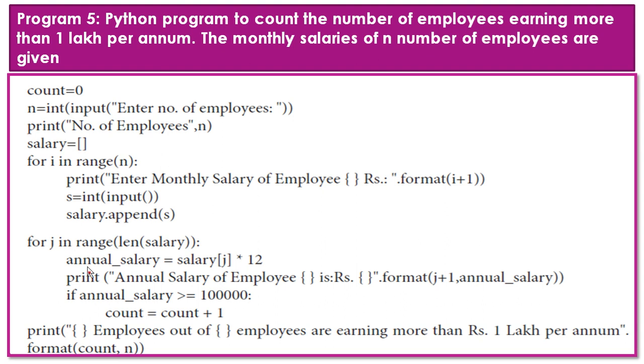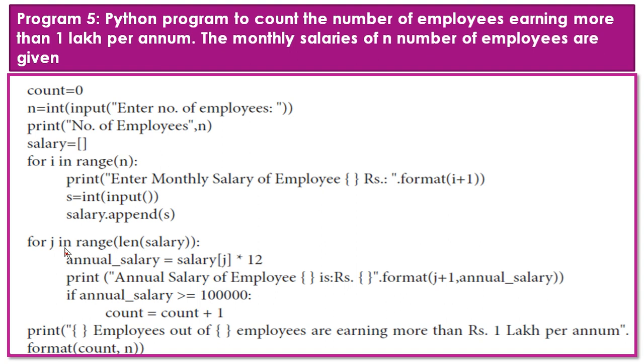Here the second for loop is used to find out the annual salary of each employee. The annual salary is found out by using this statement. Annual salary is found by multiplying each monthly salary. So per year there are 12 months, so 12 into monthly salary. So we get the annual salary for each employee by using this for loop.